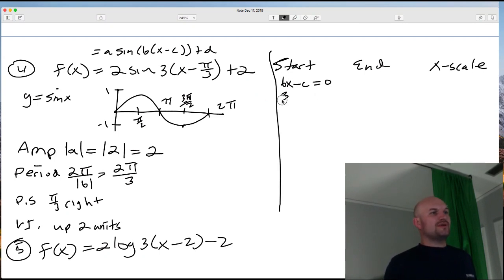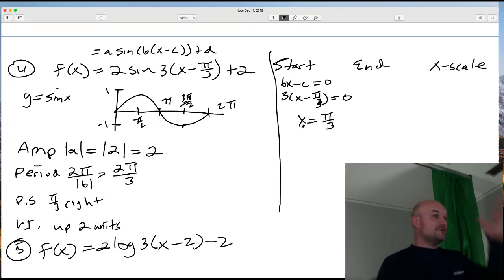So I'll just do 3 times x minus pi thirds equals 0. So you divide by 3 on both sides, add pi over 3, so you can say x equals pi over 3. So now the new starting point is going to be at pi over 3.